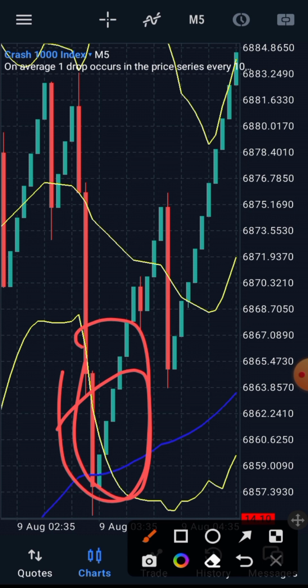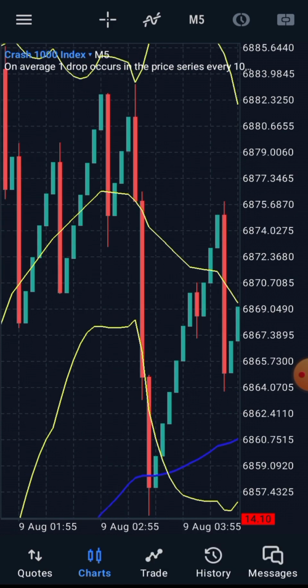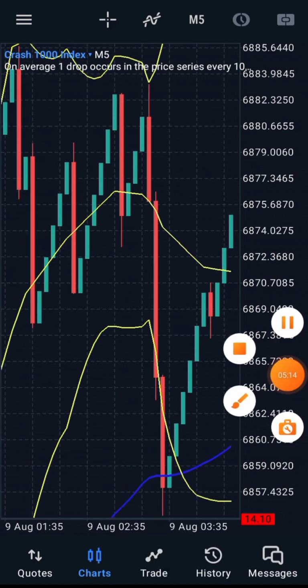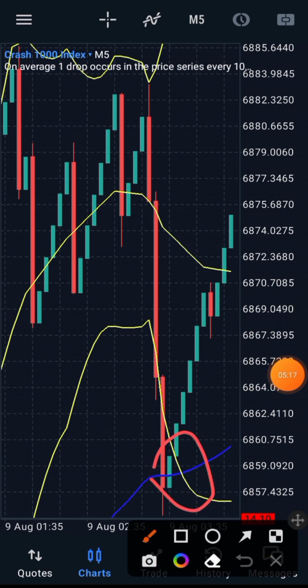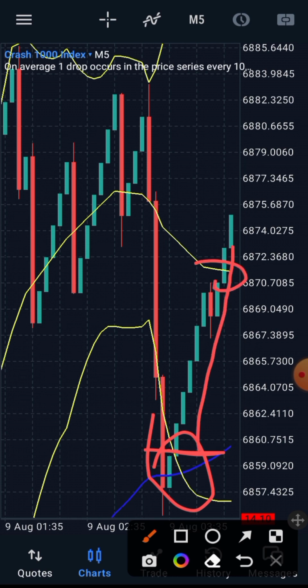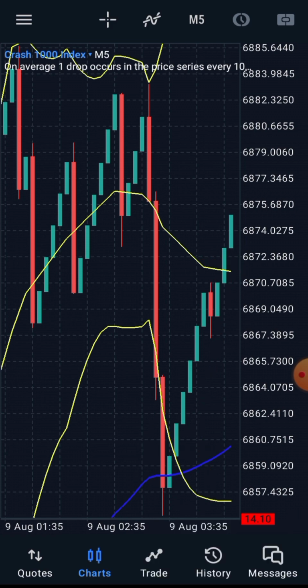Immediately it touches, you do not place your trade instantly. What you have to do is wait for a buy signal, that is a candle of a buy entry, to close. You wait for another 5 minutes for a buy signal to come out. Immediately the buy signal pops up, that is when you enter. So you enter this trade from this candle and you scalp all the way.